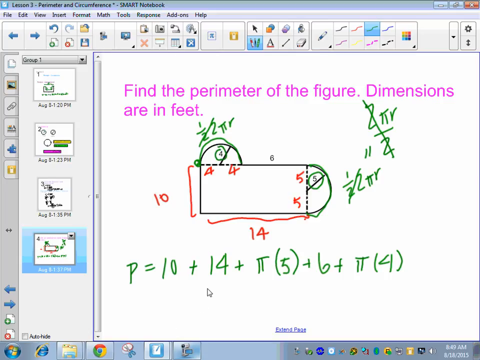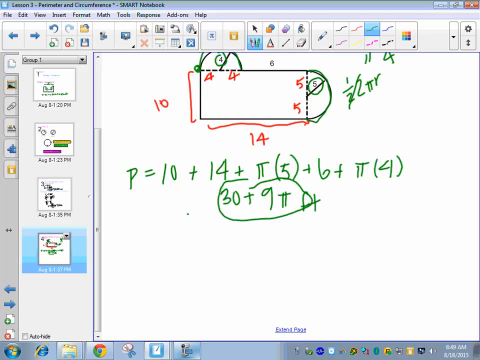So what we're left with is 24 plus 6, so that's 30, plus 5 pi and 4 pi, so 9 pi. So from this point right here, this is where you could leave it on your test. Just your units. We have feet. But on your homework, this right here is where you'd want to plug it into your calculator. And what I got when I plugged this into my calculator was 58.274 feet.